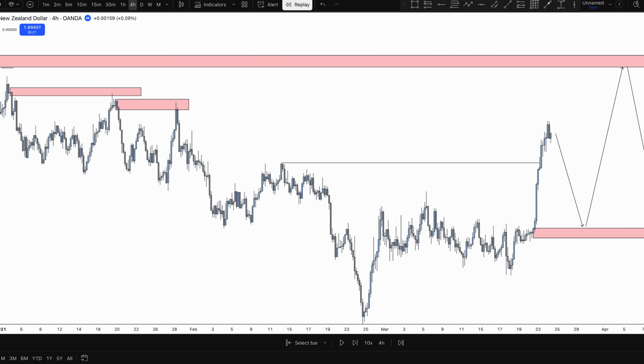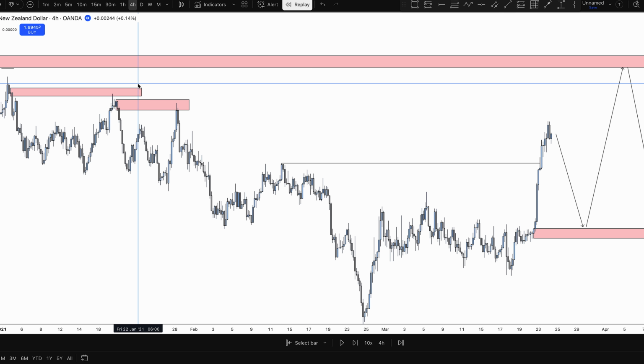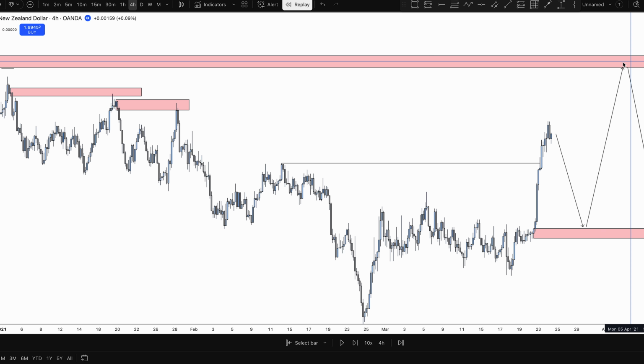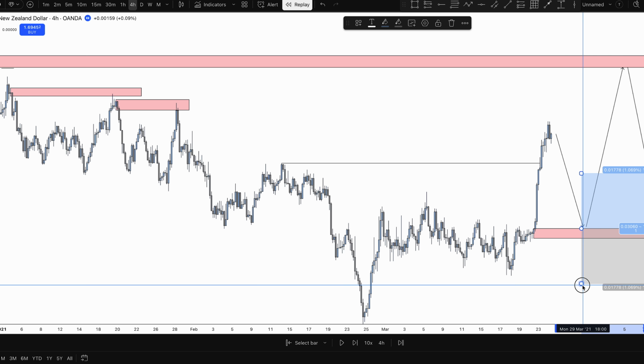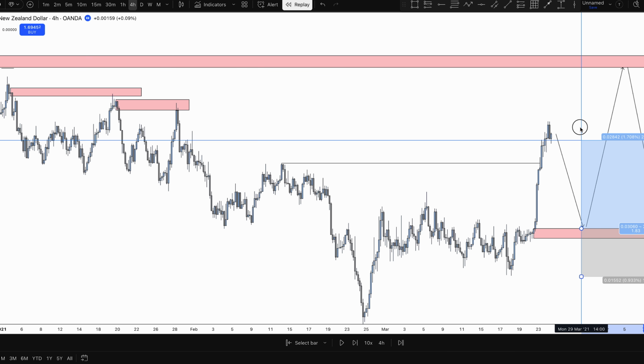Okay, so we use big picture context of a daily bearish market, smaller picture context of a 4-hour bullish market, and we say if we think this market's going to return to a core imbalanced area before selling off, we can actually use that as a target in the meantime. So we could look at buying, say from there up to there.